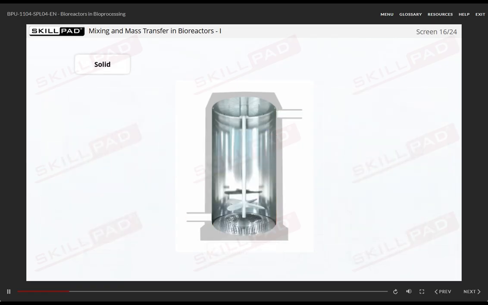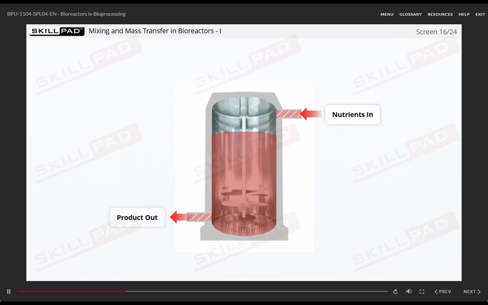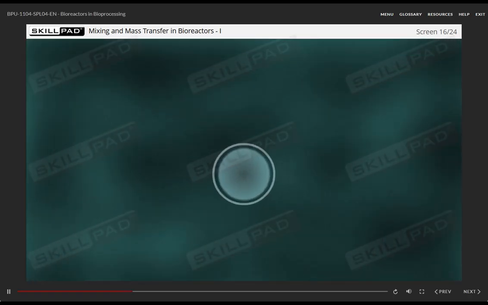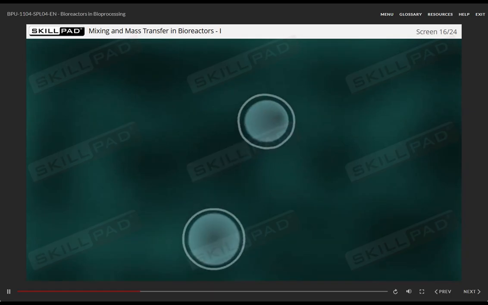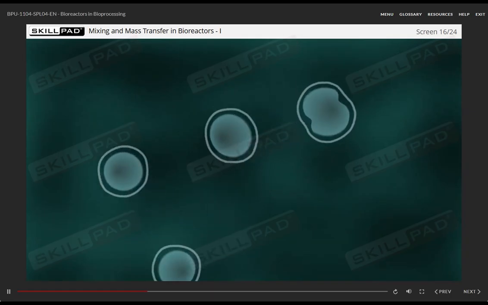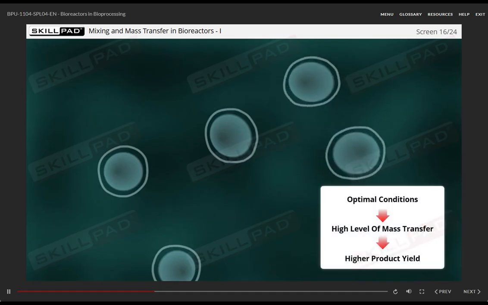Mass transfer is the movement of mass from one location to another. In general terms, it applies to the conversion of one form of mass into another. For example, in a bioreactor, cells use nutrient medium to grow and produce an important biochemical, which can then be collected from the bioreactor. A high level of mass transfer will result from cells or microbes growing and dividing in optimal environmental conditions, and will result in a higher yield of product.